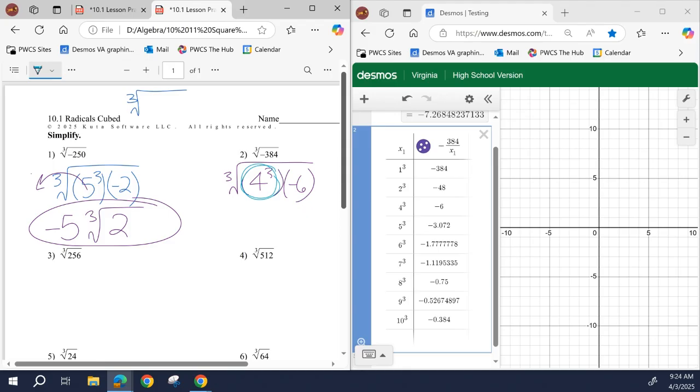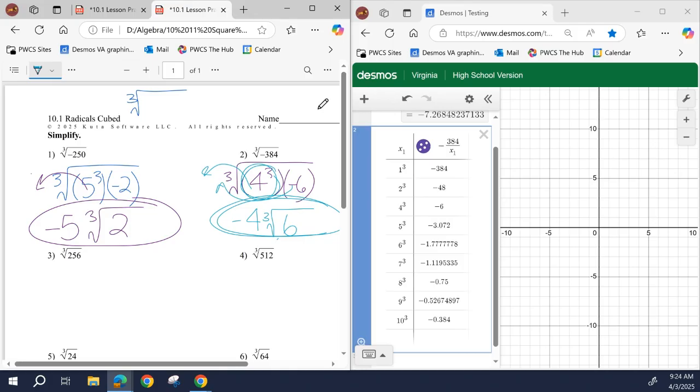I can bring this out of the cube root. When it comes out, it loses its exponent. So 4 to the third power, 4 with an exponent of 3, turns into 4. I'm going to bring that minus sign out here too. And then the 6 has to stay underneath the cube root. And that is my simplified version.